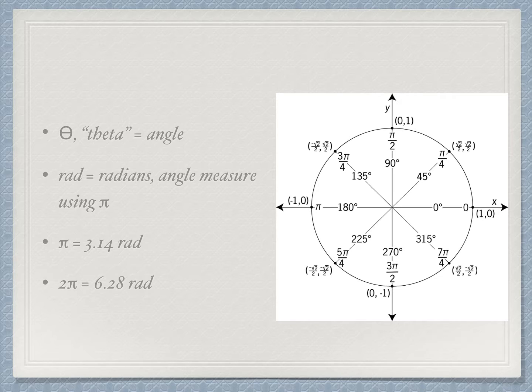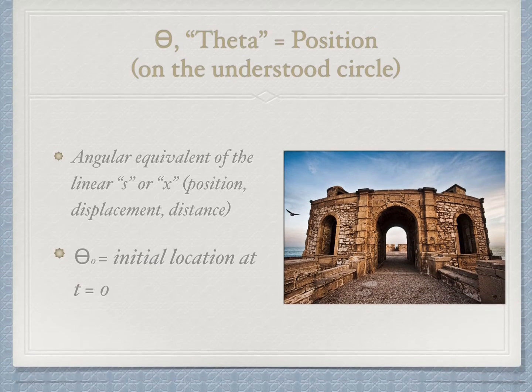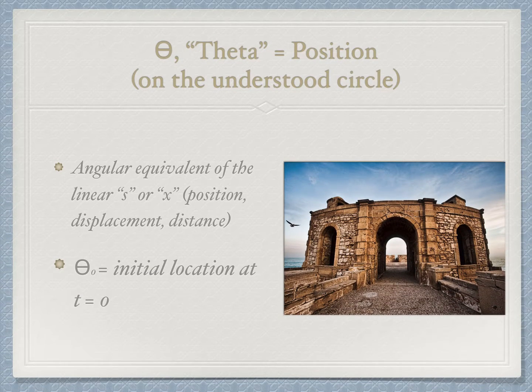Now, if we wanted to know the radians value of, let's say, 7 pi over 4, then we would just type in on our calculator 7 times 3.14, take that value and then divide by 4. And that would give us the radians value. Theta shows the position on the understood circle because we are talking about angular or circular motion. And theta is the angular equivalent of s or x in the linear values. Because s or x, what does it represent? It represents position or displacement.